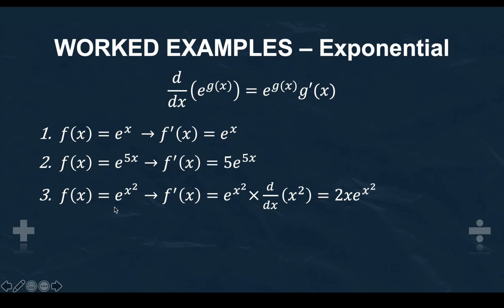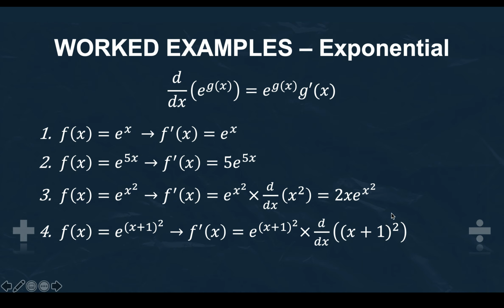Next example, a little bit tougher. f of x equals e to the x squared. In this case, our g of x is x squared. So if we want the derivative of e to the x squared, we have to do e to the g of x, so e to the x squared, times the derivative of x squared, which is given here. Now the derivative of x squared is 2x, so you're left with 2x times e to the x squared.